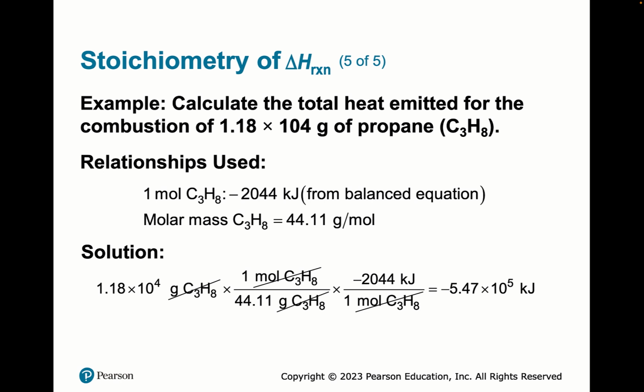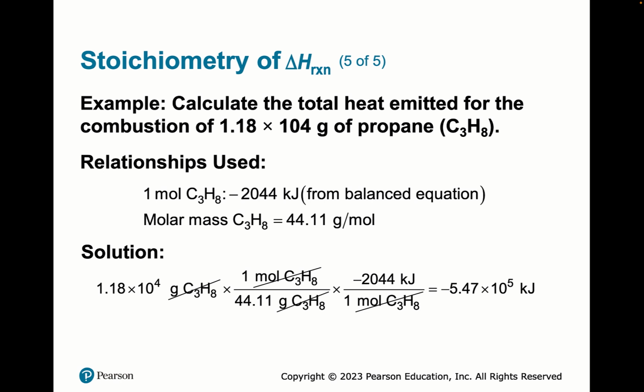So start off with 1.18 times 10 to the 4 grams of propane, then moles of propane, and you can calculate the moles of propane using the periodic table and previous knowledge. And then from the balanced chemical equation, we get the amount of heat per mole of propane. And from this, we get 5.47 times 10 to the 5th kilojoules, and we have a negative sign there. Negative means exothermic, and that's the heat emitted.